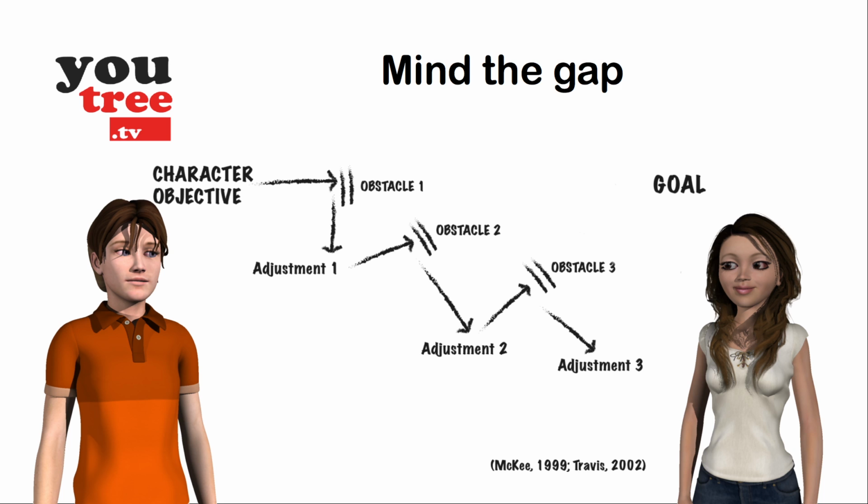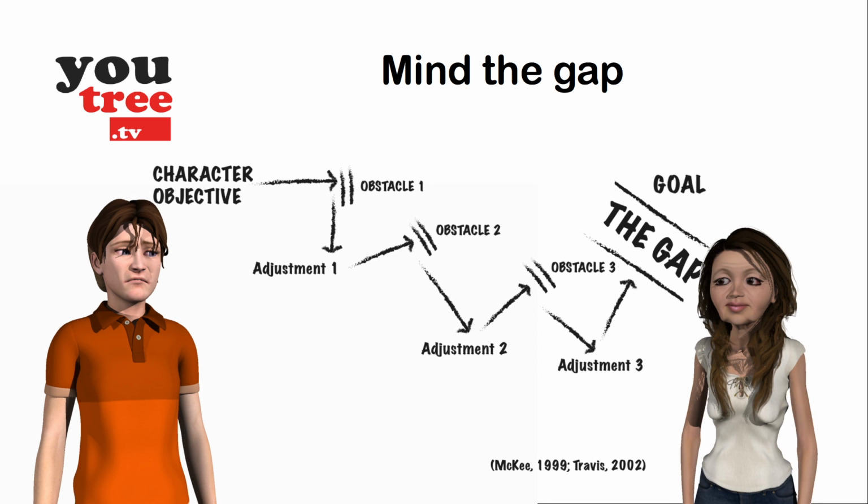Once the goal is reached, however, another barrier occurs, known as the gap. The gap is the difference between the protagonist's expectations of what they find on reaching the goal and the reality of what is actually there.